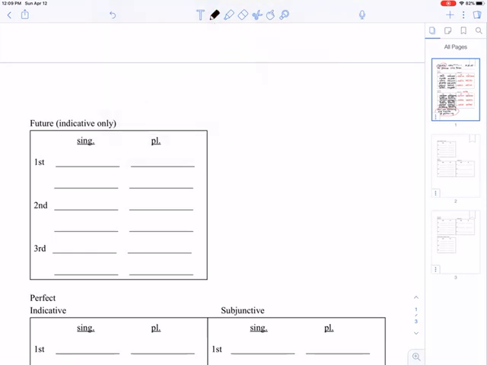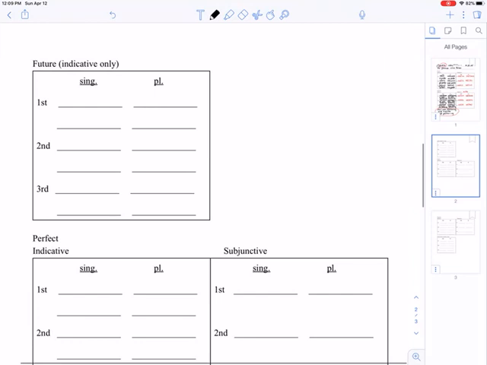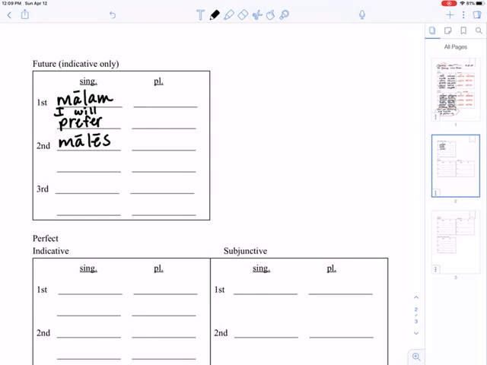All right, so for future, we are going back to that mal stem, just one L. So we'll have malam, and this is going to be I will prefer. For second singular, you're going to have males, and we're going to have macrons over both vowels. And so this is you will prefer.